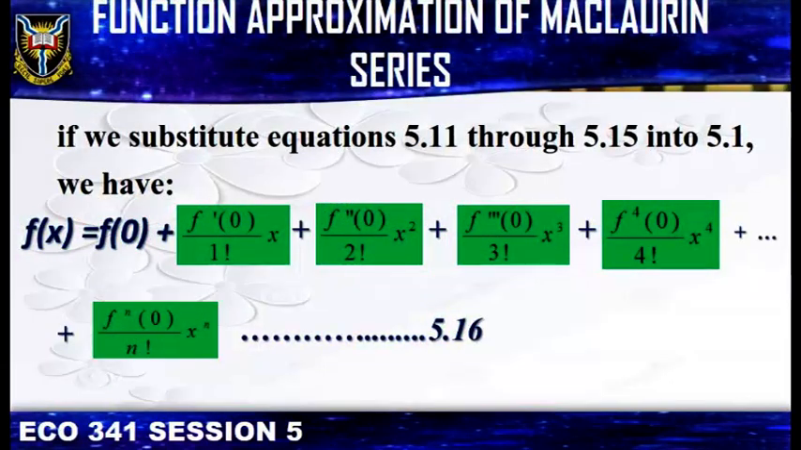If we substitute equations 5.11 through 5.15 into 5.1, we have f of x is equal to f of 0 plus f prime of 0 x over 1 factorial plus f prime prime of 0 x squared over 2 factorial plus f prime prime prime of 0 x cubed over 3 factorial plus f raised to power 4 of 0 x raised to power 4 over 4 factorial plus f raised to power n of 0 x raised to power n over n factorial, equation 5.16.